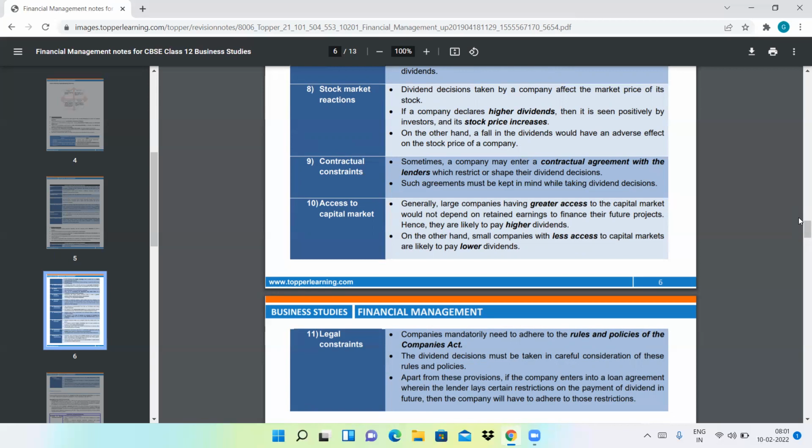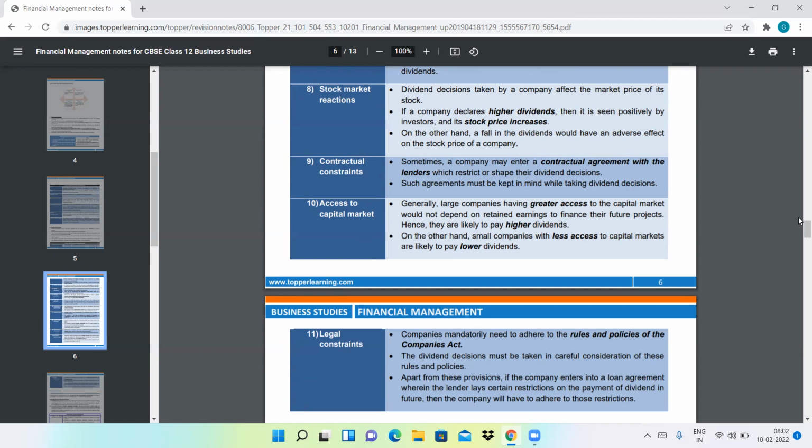Then there are contractual constraints. There are contractual constraints in the form of agreements entered into with the lenders. If they restrict the company from distributing the dividend beyond a particular level, then the company can't take any decision. So while making such a decision, it is very important that there should not be restrictions on the company regarding dividend distribution. If there are certain restrictions, then we have to avoid distribution of dividend, keeping in mind the contractual agreement.